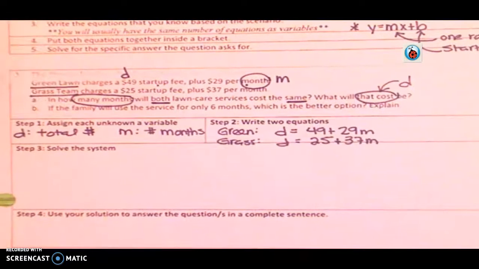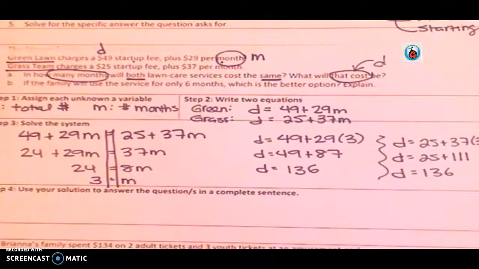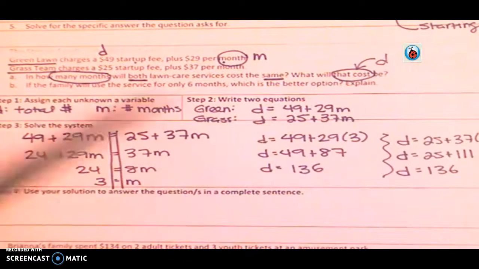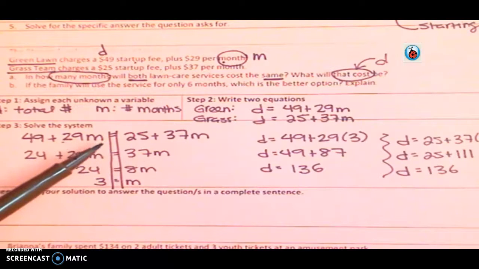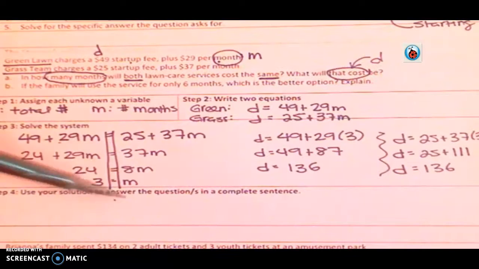All right, so why don't you go ahead and pause the video and solve, and let's see if we agree. All right, so I went ahead and set them equal because we want to know when they'll both be the same. I set the two equations equal to each other, and there I solved for M. So there's my M value.